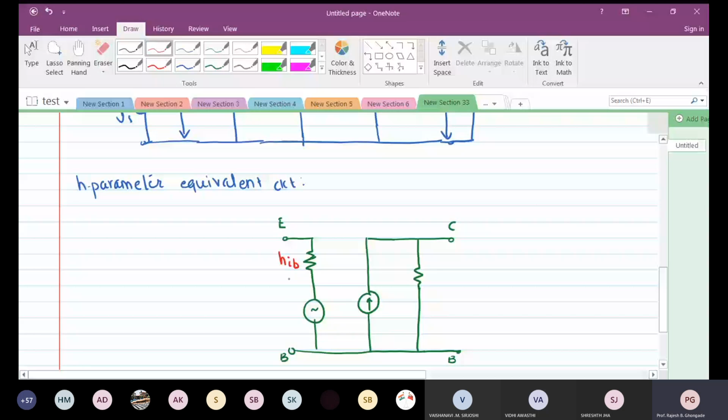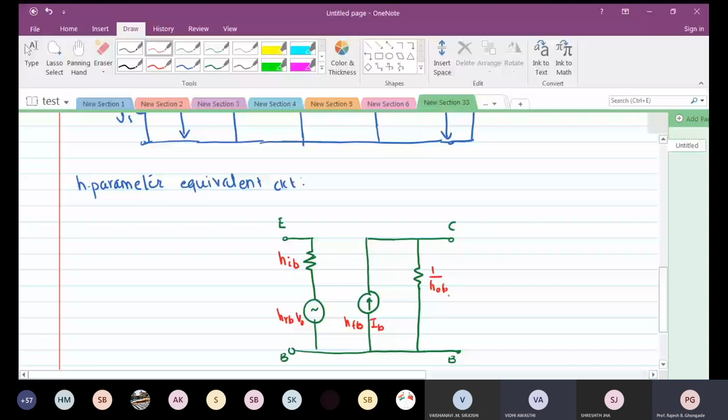What should be this? HRB into VO. Excellent. What should be this? This one, current generator, HFB into IB. What about this? 1 by HOB. Is that right?